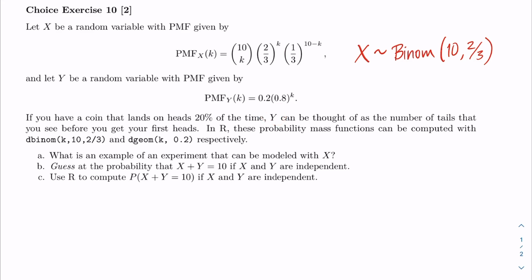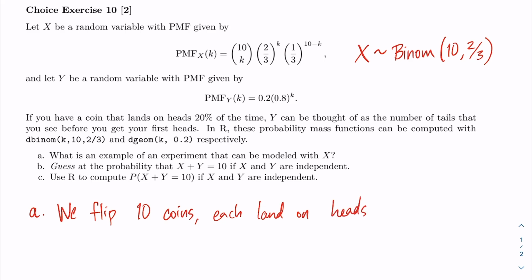Okay, so A asks, what's an example of an experiment that can be modeled with A? Here I'm going to say we flip 10 coins. Each lands on heads with probability 2/3. X is the number of heads.